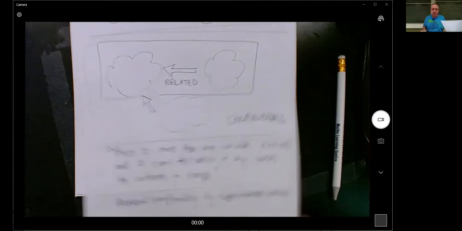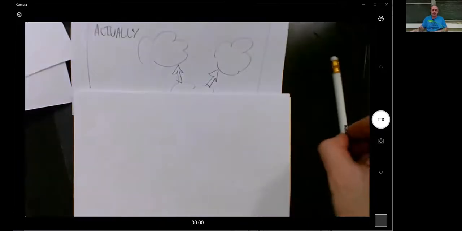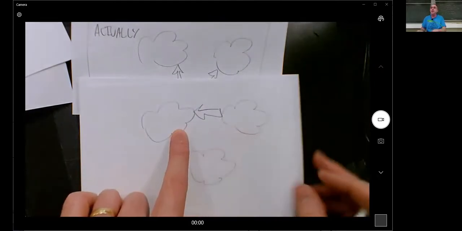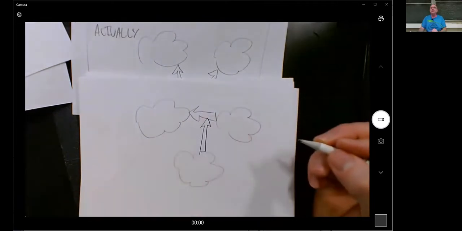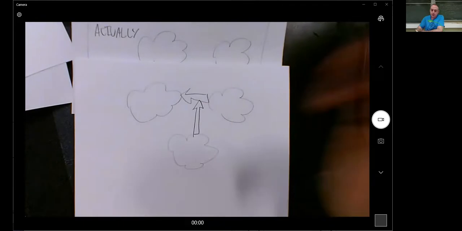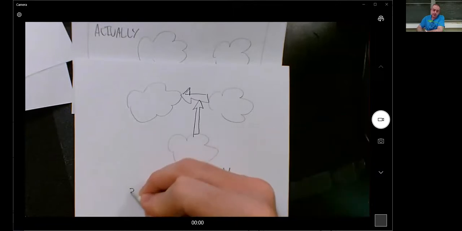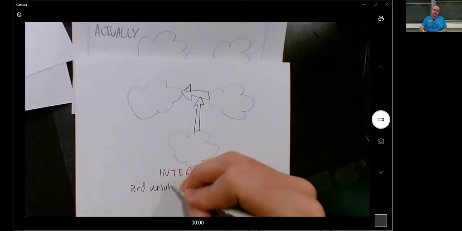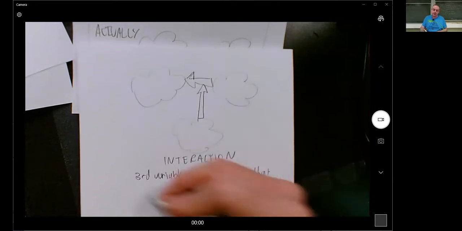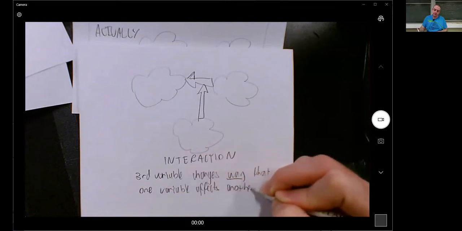The only other thing I can think of is called an interaction. So it may be that there's one last thing, which is that yes, this does cause this to change, but there's a third variable that changes the way that this changes that. For example, this is called an interaction. A third variable or idea changes the way that one variable affects another. That's called an interaction.